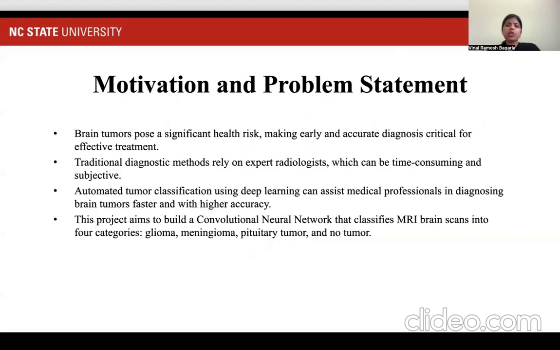So, what is the motivation and problem statement? Brain tumors are a critical health concern. Diagnosing them early is essential, but often relies on radiologists, which can be subjective and time consuming. We aim to build an automated system using deep learning to assist medical professionals with faster and more accurate diagnosis.